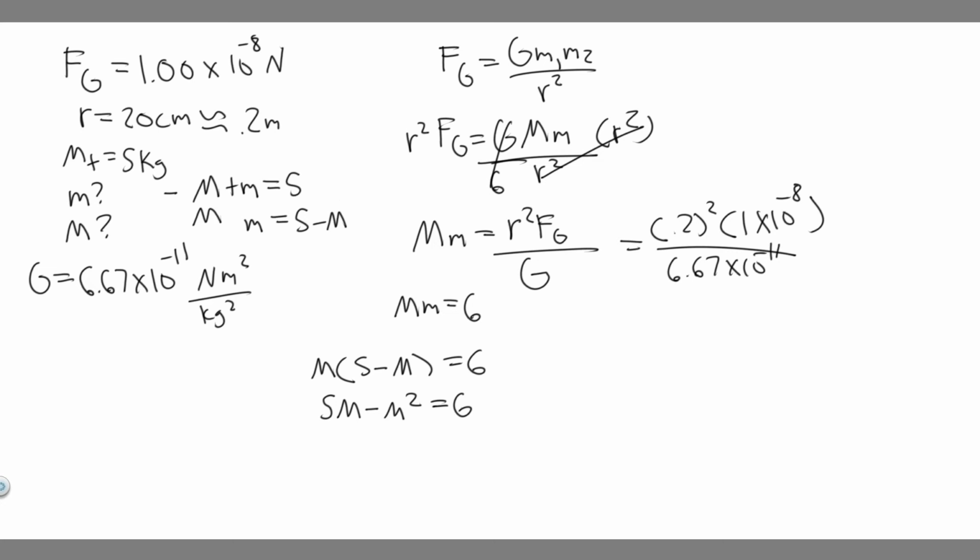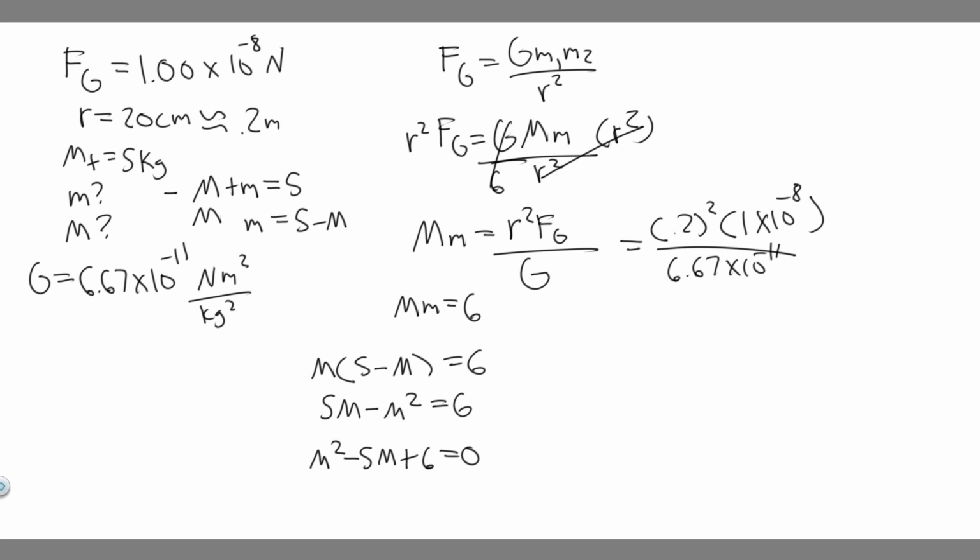So you just want to manipulate this. I'm going to get it equal to 0, so I'm going to add this to the other side. It becomes m squared minus 5m, plus 6, and all this equals 0. So it's in quadratic form, and you can use the quadratic formula to solve this, or you can just graph it. I think the easiest way is to graph it.